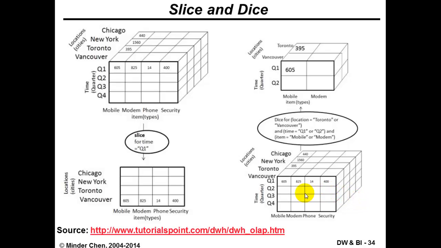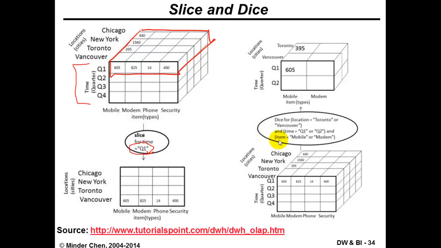Slice: in this example, instead of four quarters of data, we're only interested in the first quarter data. Basically, we're looking at this slice from this cube, just one row from one of the dimensions, and that's usually referred to as a slice.